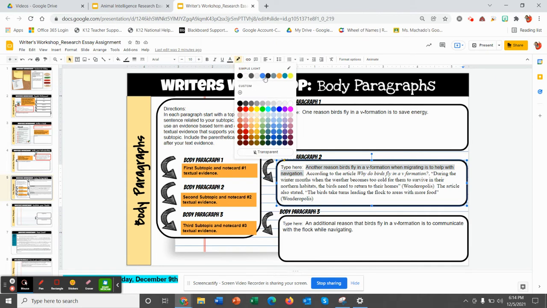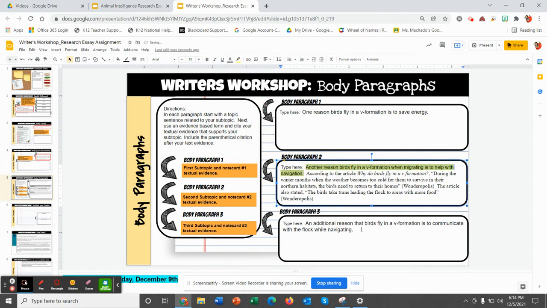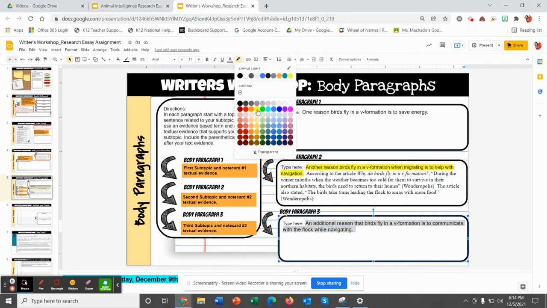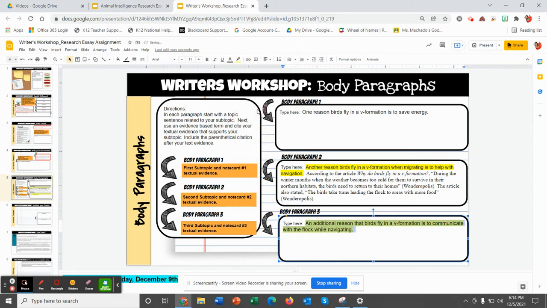That's my topic sentence. I'm going to highlight that so we can look at that again in a minute here. And for my third body paragraph, which I knew had to be about subtopic number 3, which was communication, I wrote a sentence that said, an additional reason that birds fly in a V formation is to communicate with the flock while migrating. Now, this is just the topic sentences. Now is the point where I have to add in my textual evidence.